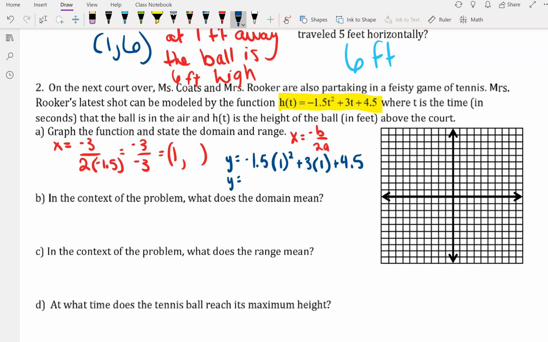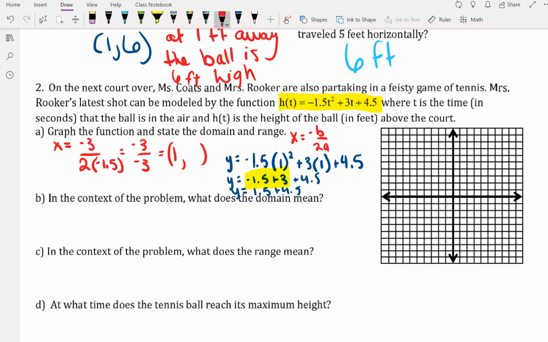Y equals 1 squared is just 1 times negative 1.5 is negative 1.5, plus 3, plus 4.5. Negative 1.5 plus 3 is 1.5, plus 4.5. I don't know if you guys have noticed, I think we've talked about it in my class, but when you combine these two, you should always get the opposite of whatever that first number was. So the opposite of negative 1.5 was 1.5. Just kind of a good little check.